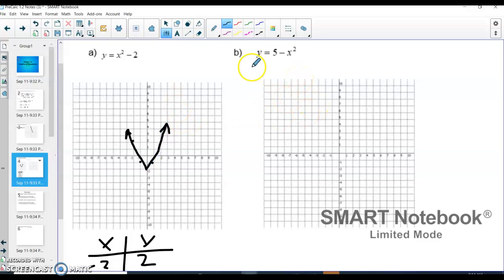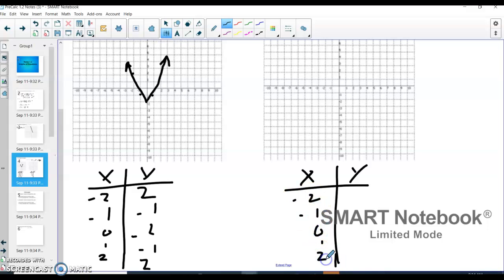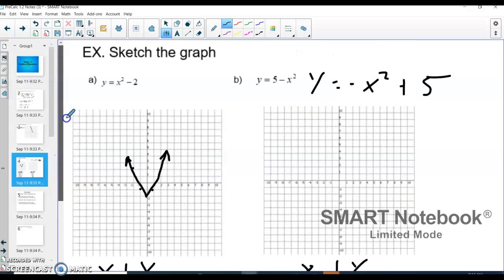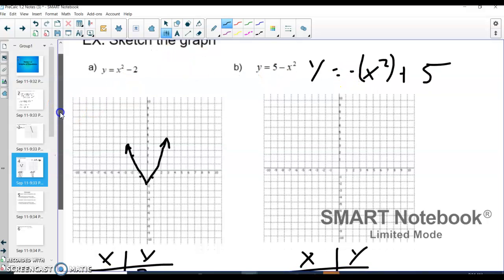The only thing with b is, again, I rewrite it so it's y equals negative x squared plus 5, and then your xy table is going to be based on that. Again, I'm choosing my test points to be negative 2, negative 1, 0, 1, and 2. Plugging that in, we have to be kind of careful here, because I'm going to plug in negative 2, and I'm going to get 4, but that's really going to be a negative 4 because that negative is on the outside, okay? That negative is on the outside there.